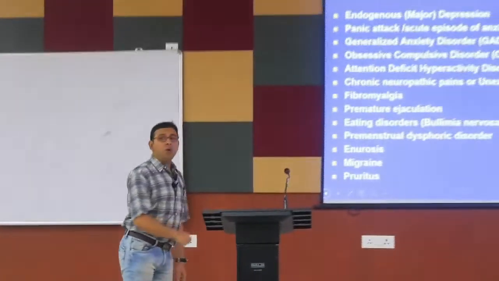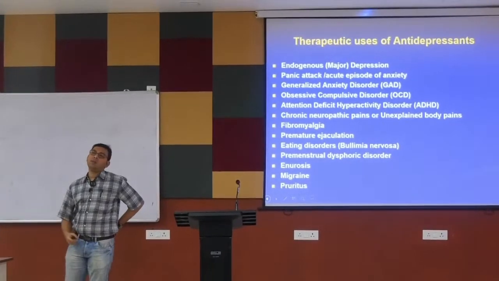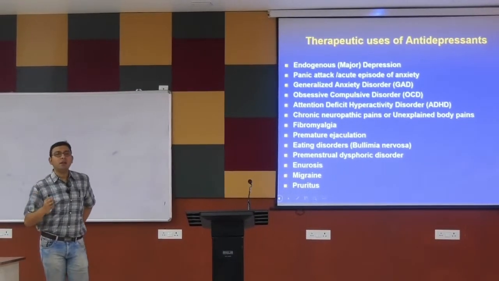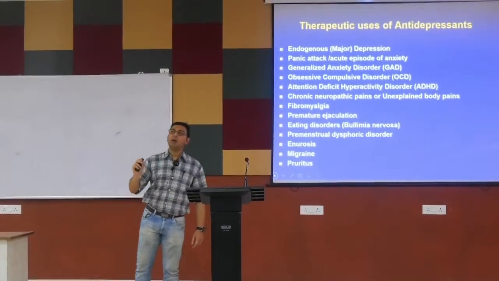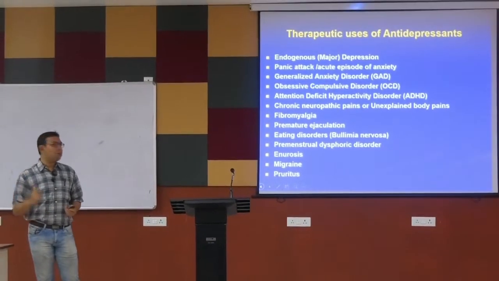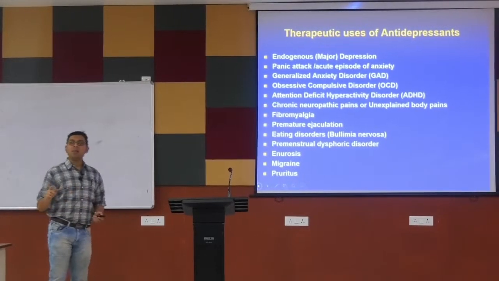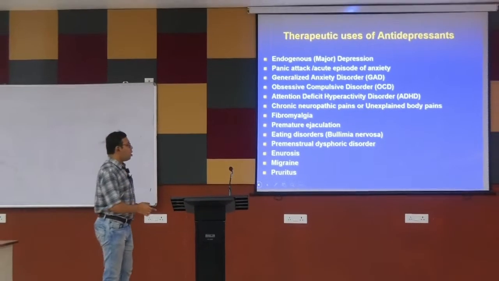Premenstrual dysphoric disorder. This is also common. Around the menstruation, there may be some dysphoria, and we have to use different types of antidepressant drugs. Enuresis. Enuresis means nocturnal micturition. Mostly it is seen in children, and imipramine is still used very commonly and very successfully for treatment of nocturnal enuresis. So for nocturnal enuresis, imipramine, which is a tricyclic antidepressant, is used.